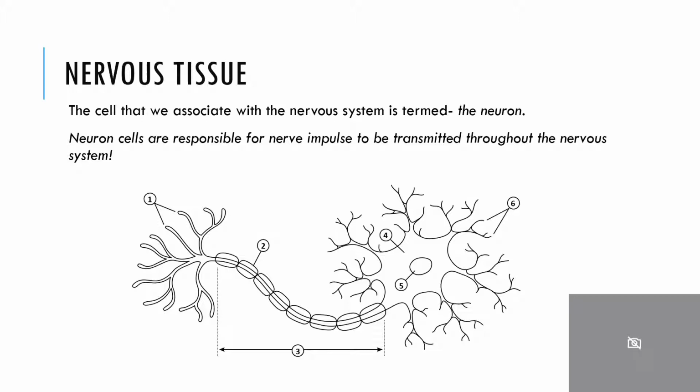Nervous tissue. The cell that we associate with the nervous system is termed the neuron. Neuron cells are responsible for nerve impulses to be transmitted throughout the nervous system, and below is an image of said neuron.